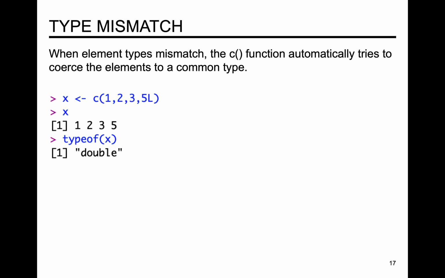Let's talk about type mismatches. When element types mismatch, the C function automatically tries to coerce the elements to a common type. So if you look at the example on the screen, I first create a vector x with elements 1, 2, 3, and 5L. So the first 3 elements will be interpreted to have type double, and the last element 5L will have integer type. However, when creating an atomic vector, all the types must match. So R is going to take the 5L and coerce it to a double. We can confirm this by using the typeof function. So when I type typeof parentheses x, the output is in fact double.